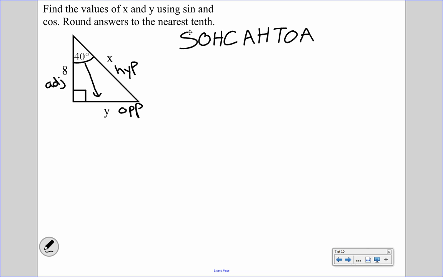If we want to solve for x, we're looking for the hypotenuse. So we have the adjacent and we're looking for the hypotenuse. That means we can look at whichever trig function uses the adjacent and the hypotenuse. So we go to our shortcut, and we see here we have CAH, which is cosine equals adjacent over hypotenuse. So now we can use that to solve for our hypotenuse, our x value. So the cosine of 40 degrees equals our adjacent side, which in this case is 8, over our hypotenuse, which is x.